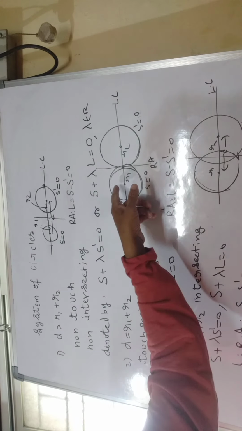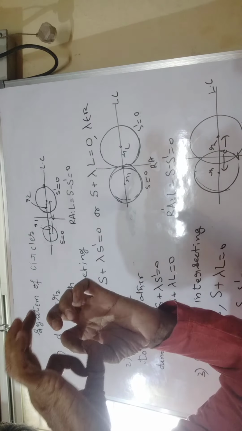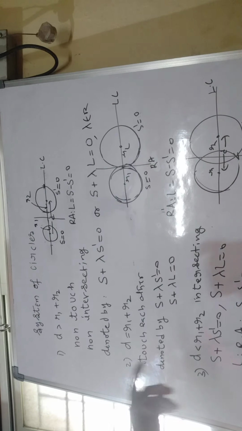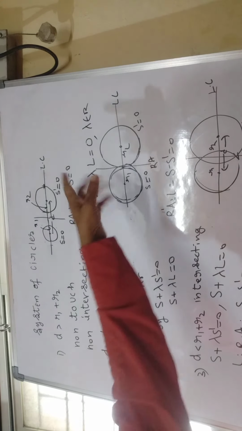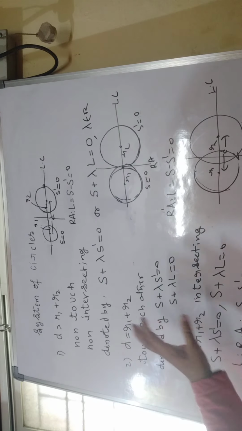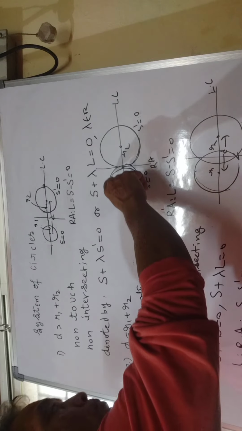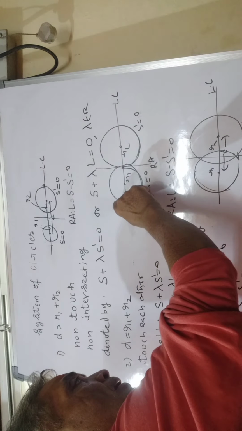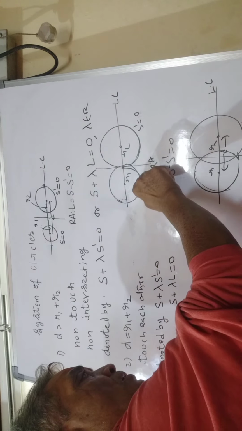The distance between the centers is equal to the sum of the radii. They touch each other externally. So the same here, S plus lambda S dash, lambda is any real number. If you take the parental elements S and S dash, it will form a system, a family of circles, and all circles pass through the same point and follow the condition, touching each other externally only.